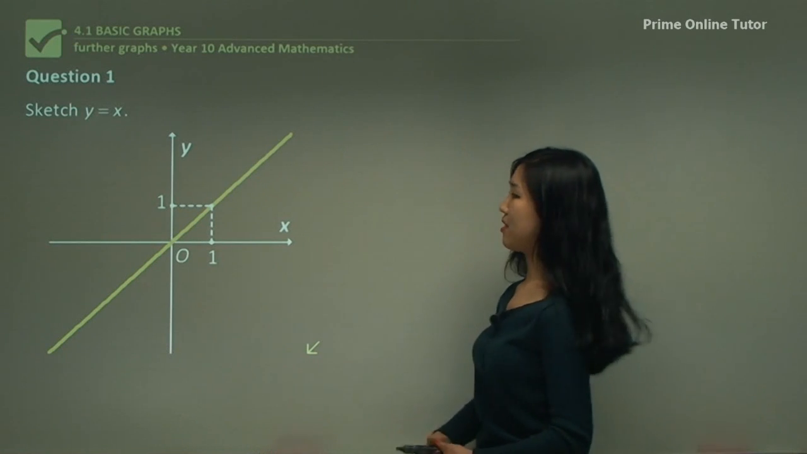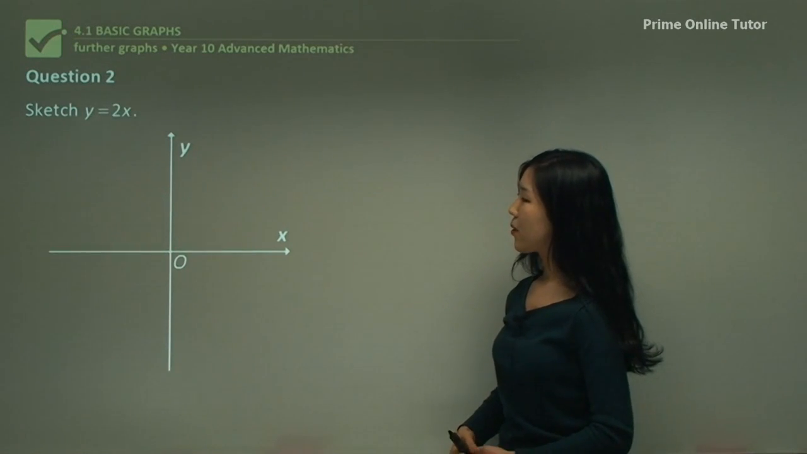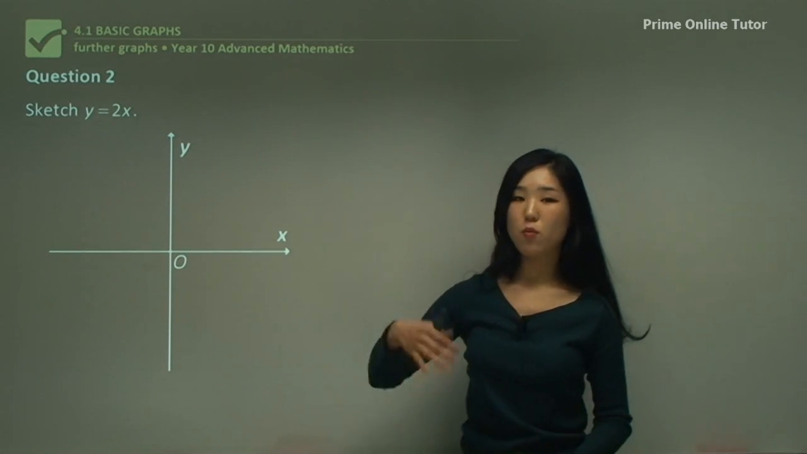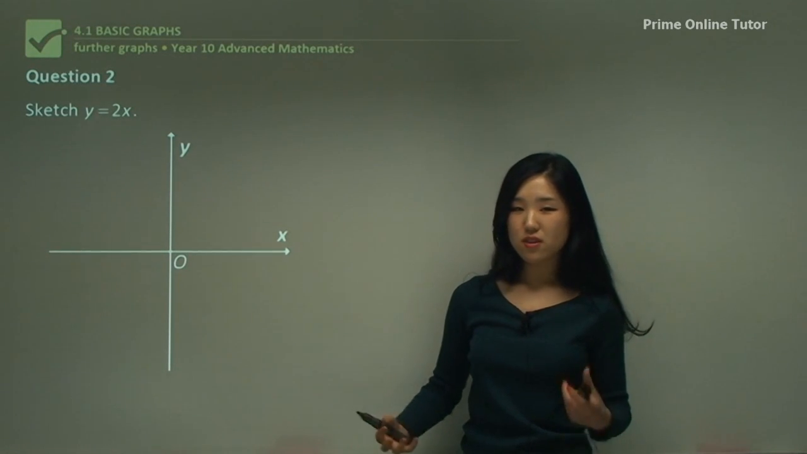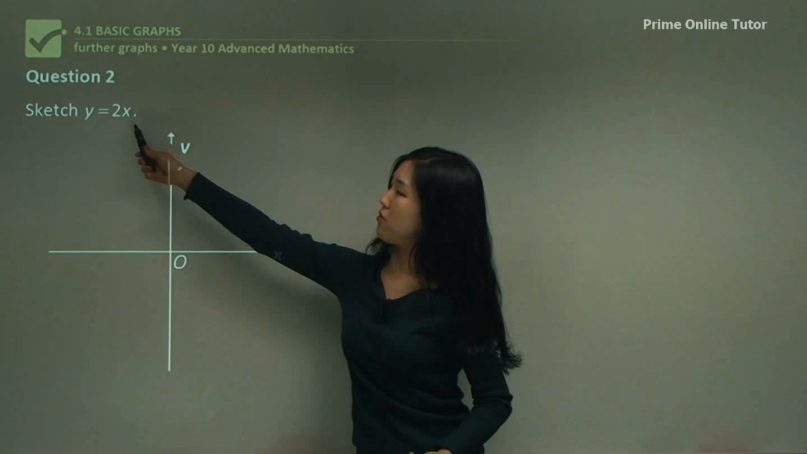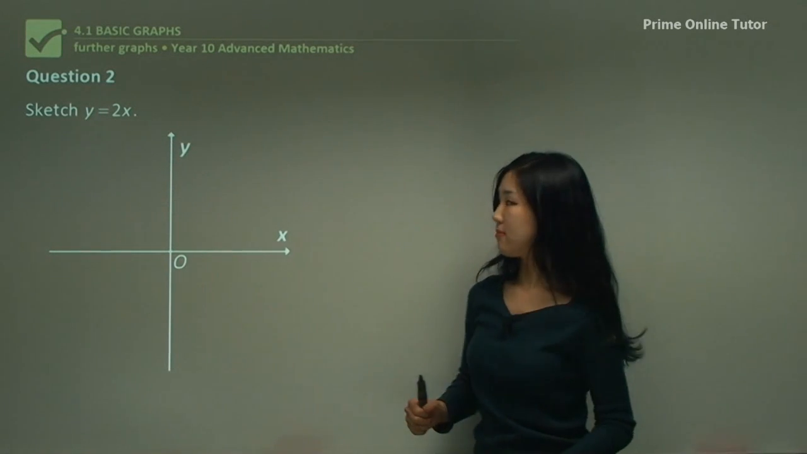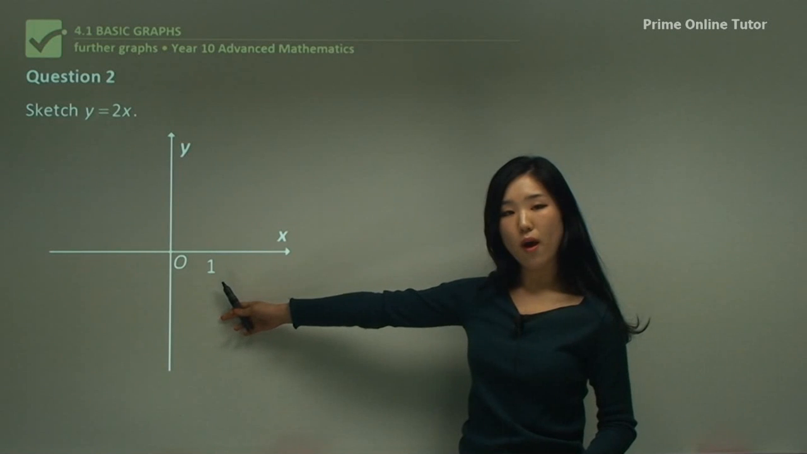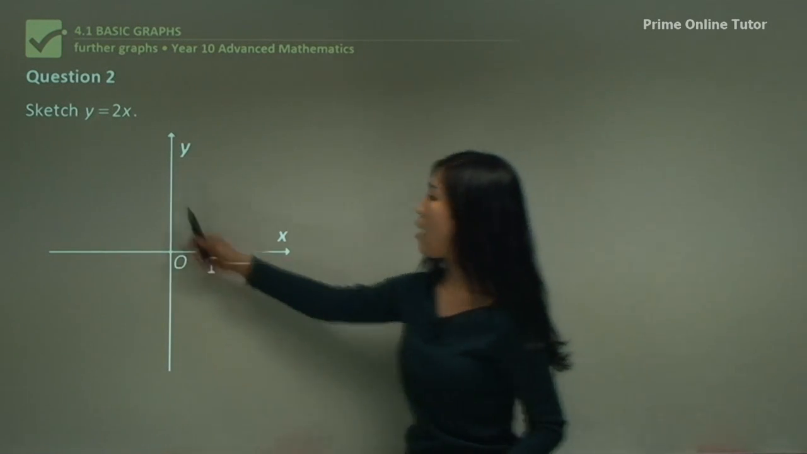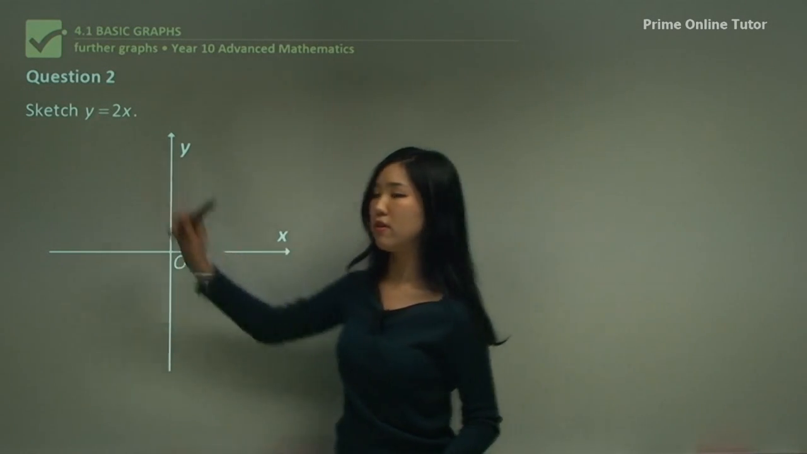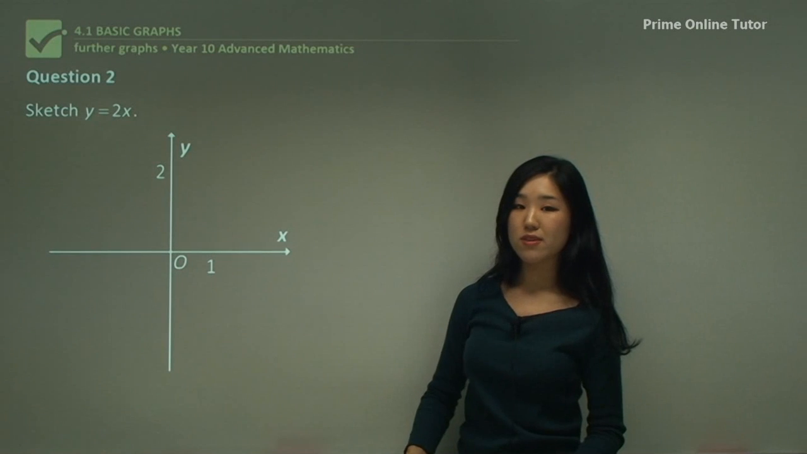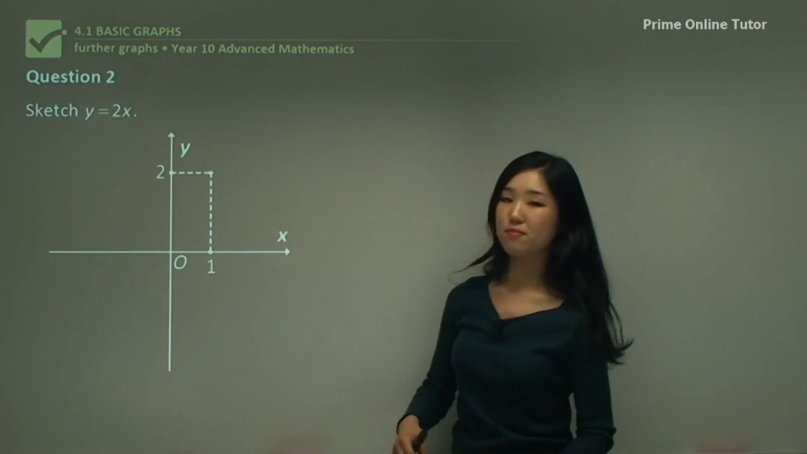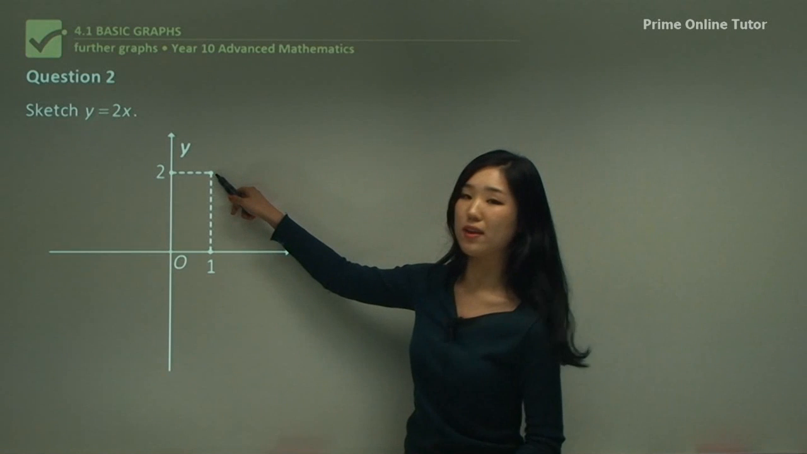Okay, let's move on. Question 2, y equals 2x. Now remember that in question 1 we did y equals x. What do you think the difference is if I just stick a 2 in front of the x? Well, when x is 1, what would y be? y would be 2 times 1, wouldn't it? So it would be 2 instead of 1, like question 1. So you plot the point. So it would pass through that point.